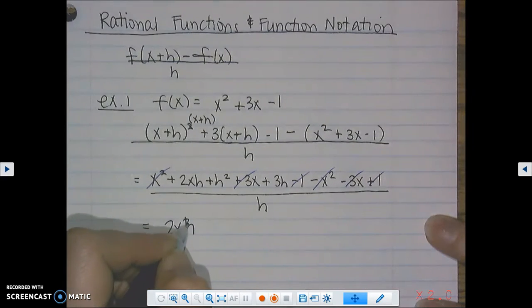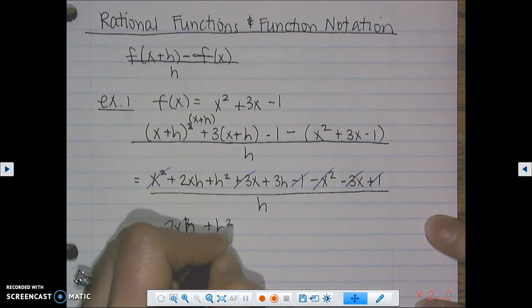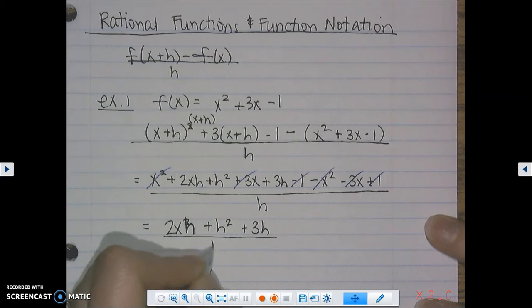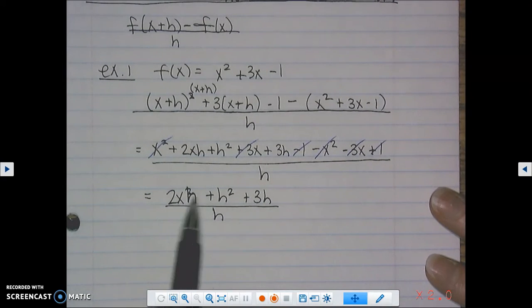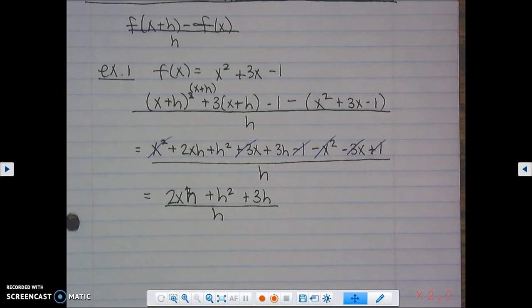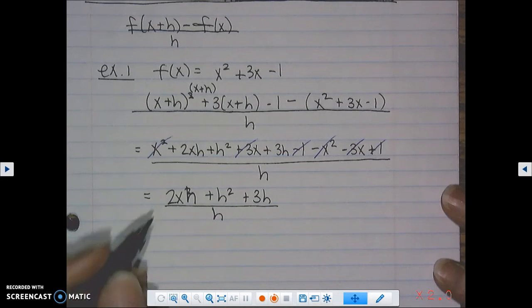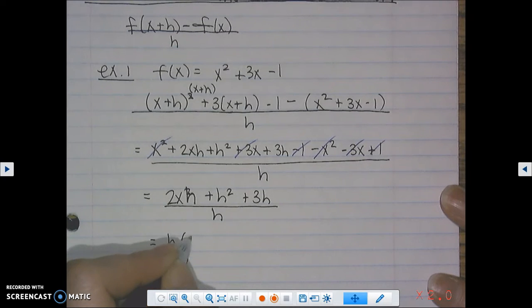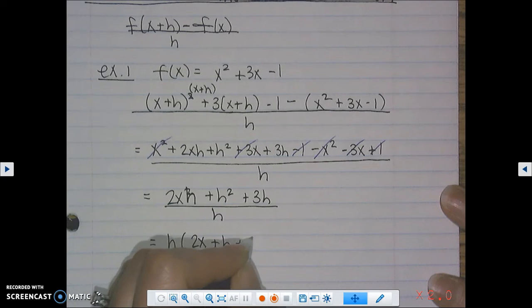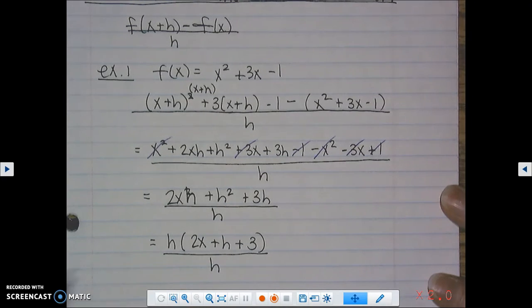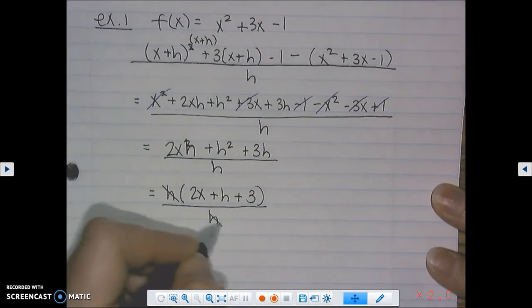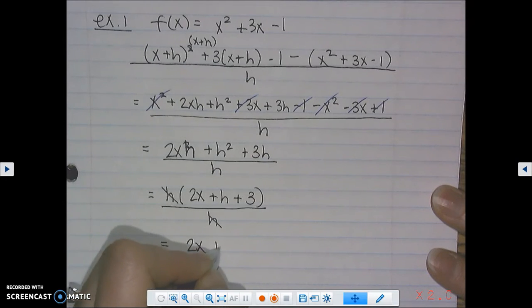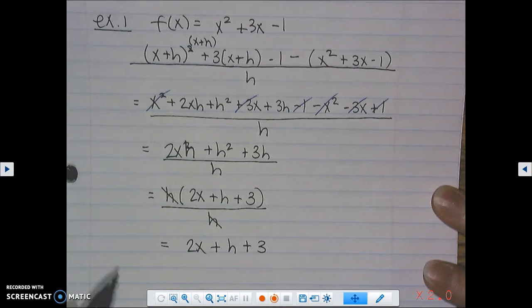2xh plus h squared plus 3h all over h. And so with this, now we notice that every single term that we have left has an h in it, and that's meant to be there on purpose, because now we can take an HGCF out of this. And that HGCF is going to cancel with this h from the bottom. So our answer for this is 2x plus h plus 3.